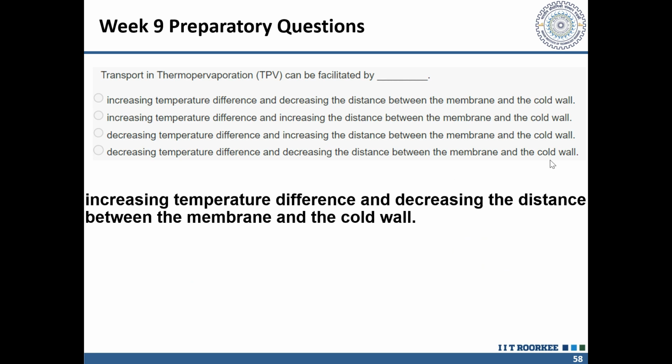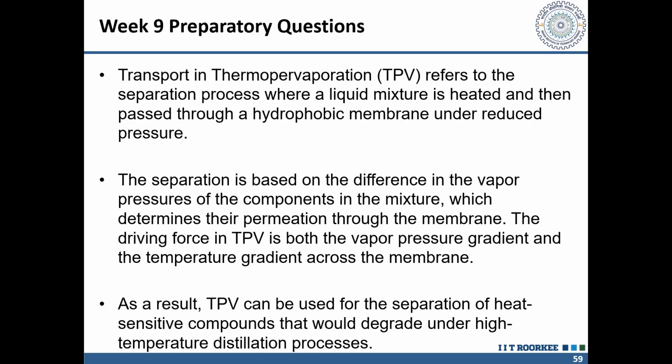Now the next question is, transport in thermopervaporation process can be facilitated by. First of all, what is this? Before moving to the answer, TPV is short for thermopervaporation, which refers to a separation process where a liquid mixture is heated and then passed through a hydrophobic membrane. We have seen what vacuum pervaporation is. Vacuum pervaporation means we use vacuum to separate.